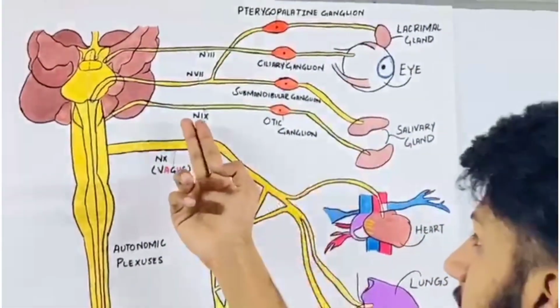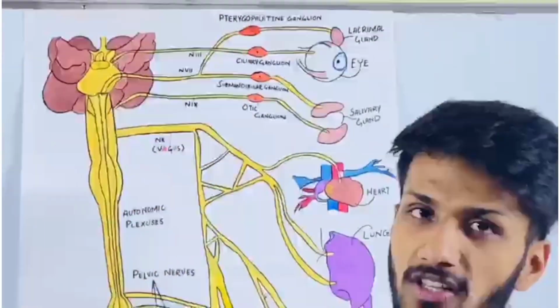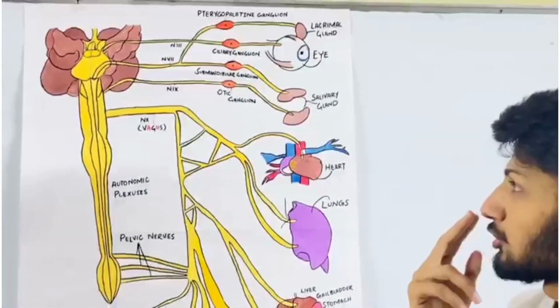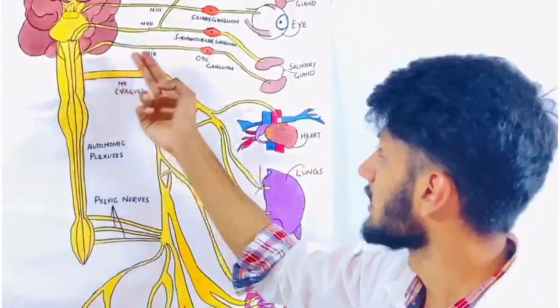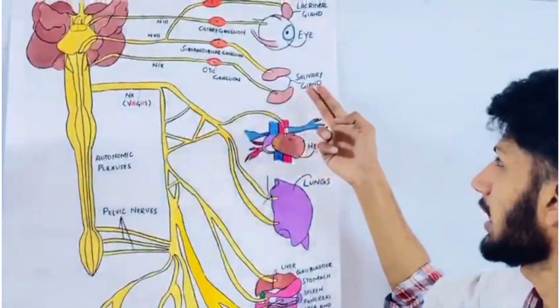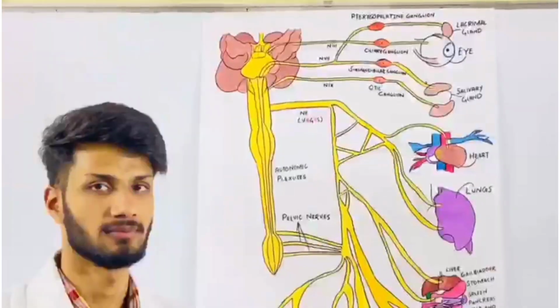The next is the ninth cranial nerve, which is the glossopharyngeal nerve. The origin of the glossopharyngeal nerve is the medulla oblongata. It has an otic ganglion which also supplies the salivary gland.